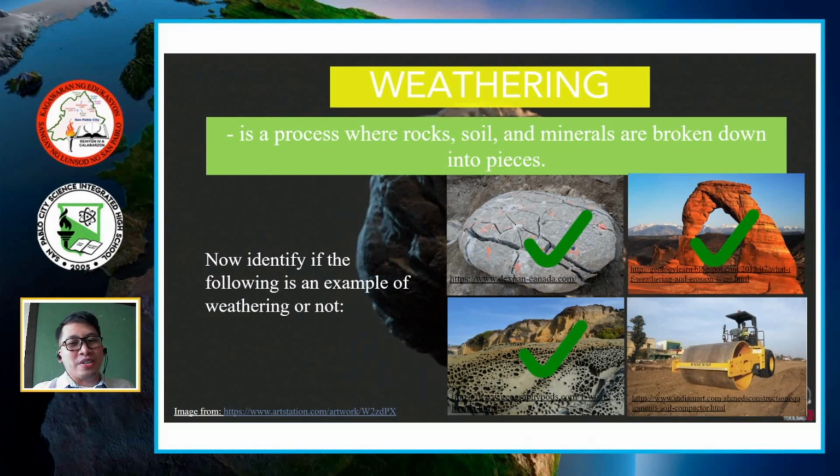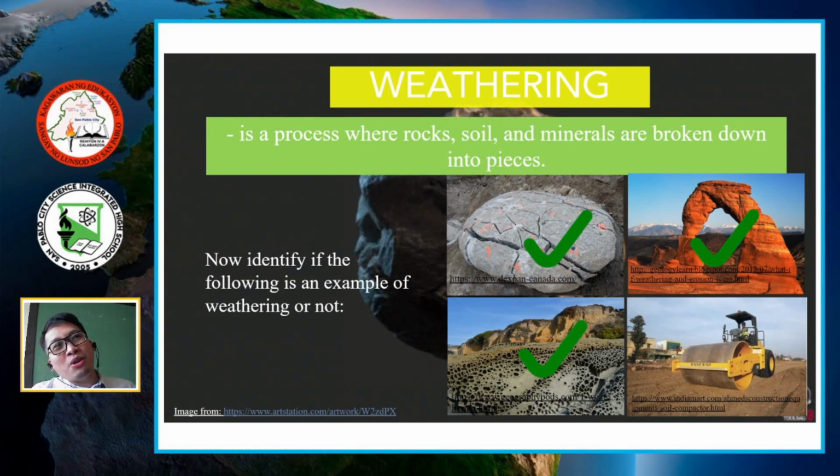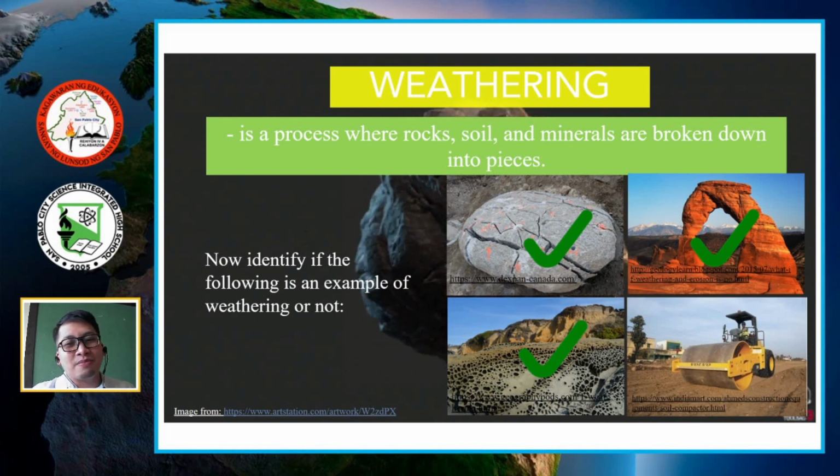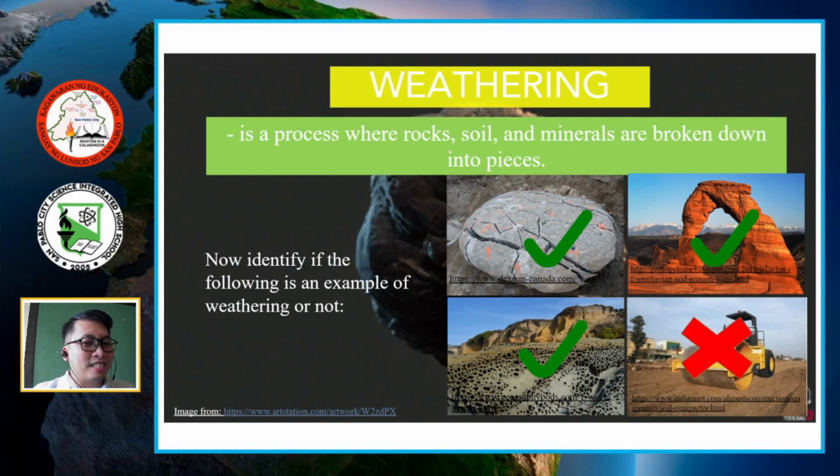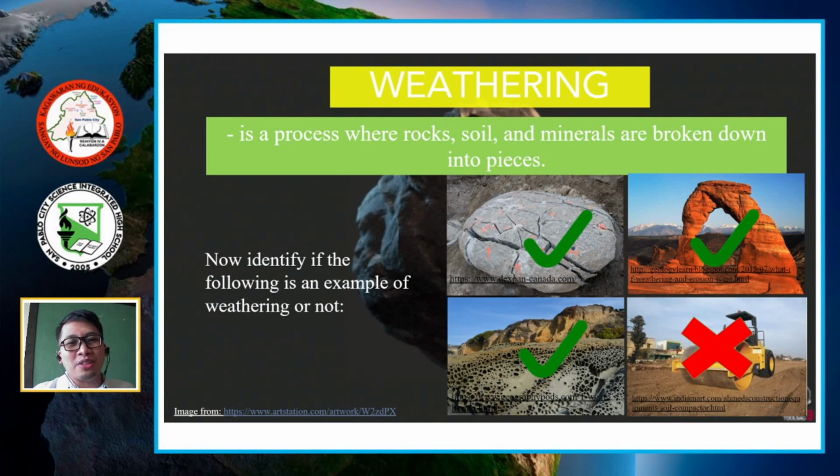The last picture, I think this is a pison or what we call a soil compactor. Ang soil compactor ay ginagamit natin para gawing compact yung soil para pwede tayo magtayo ng, let's say, mga daanan ng sasakyan. So, soil compactor, what is this? Weathering or not? It is not an example of weathering. Remember, compaction. Kinocompact yung materials. Kabaliktaran siya or opposite ng weathering. So, the following are the examples of weathering.